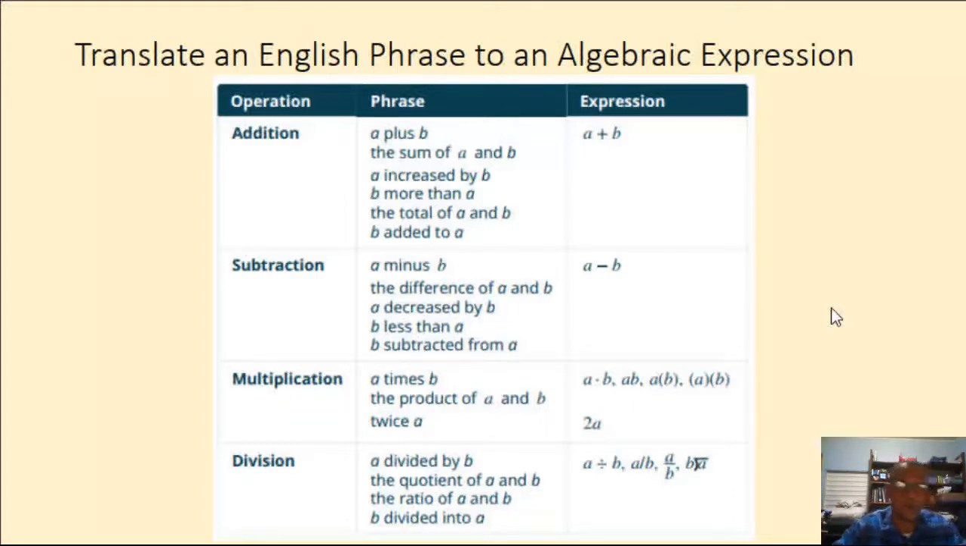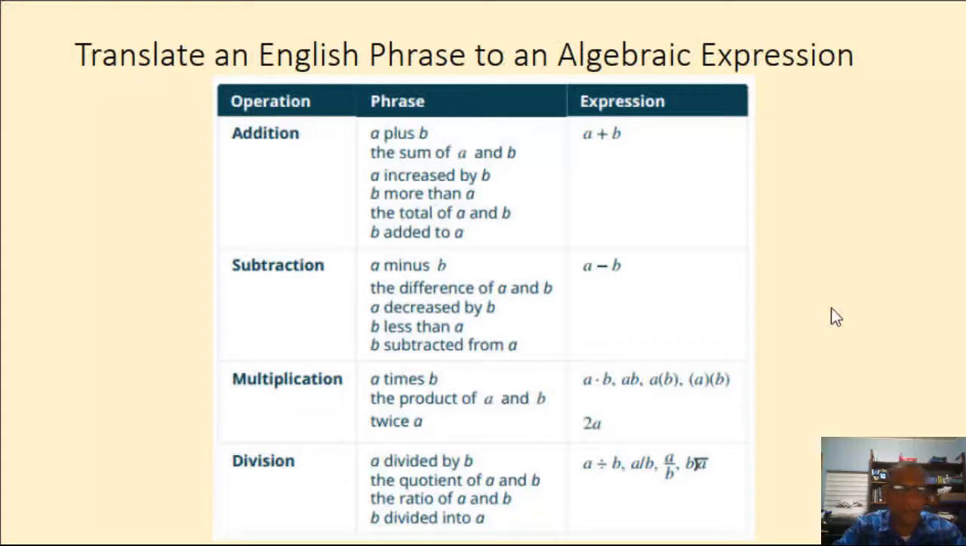Likewise, for subtraction, you hear things like a minus b, or the difference of a and b. So this word, the difference, sometimes students find strange, and that should not be the case. The word difference means subtraction, right? So the difference of a and b is a minus b. You could also say a is decreased by b, in which case you know then that to find out the new value, it's going to be a minus b, or b less than a, or b subtracted from a.